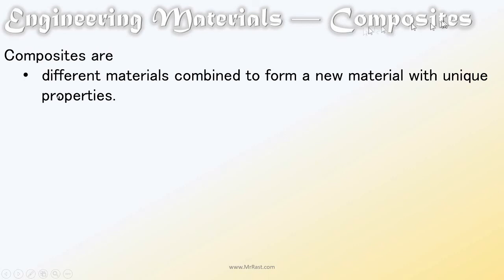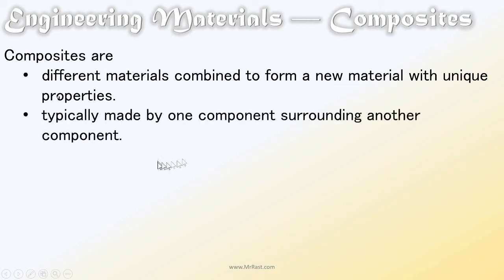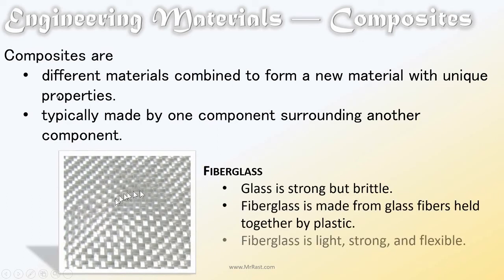Next one we're going to talk about is composites. Engineering materials that are composites are different materials combined to form a new material with unique properties. Typically, a composite is made up of one component surrounded by another component. Fiberglass is an example of a composite. Glass itself is strong, but it's brittle. In fiberglass, they take shredded glass fibers and cover them in a plastic. This produces a light, strong, flexible material.